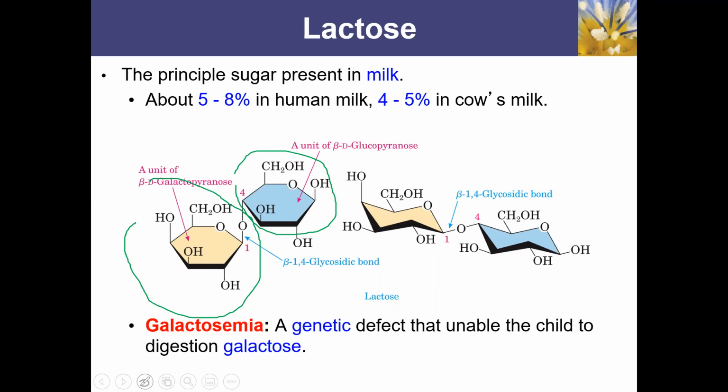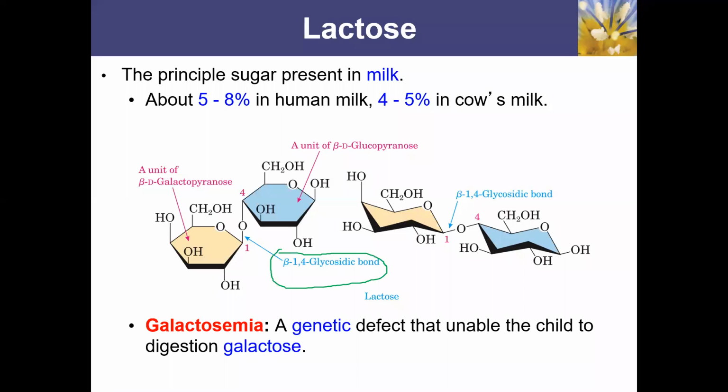Let me erase this. So we have beta 1,4, isn't it? Look at it. This is the beta 1,4 glycosidic bond over here. Remember this point. What bond is present over here? This is your anomeric OH, the anomeric carbon over here, right? And then it goes towards the 4th position in the glucose. So that's how it is the beta 1,4 glycosidic bond.